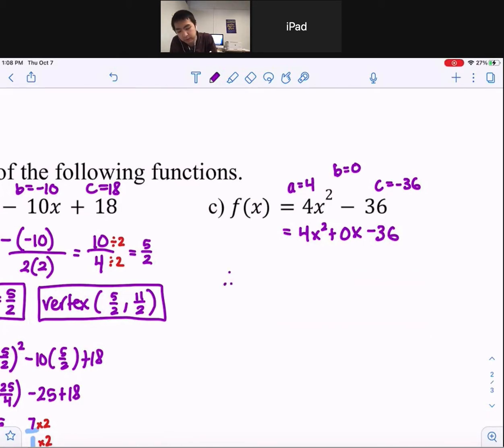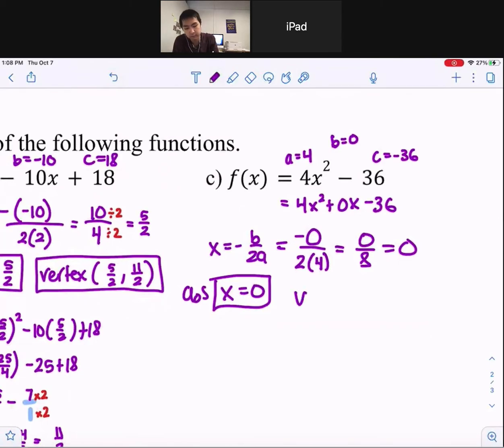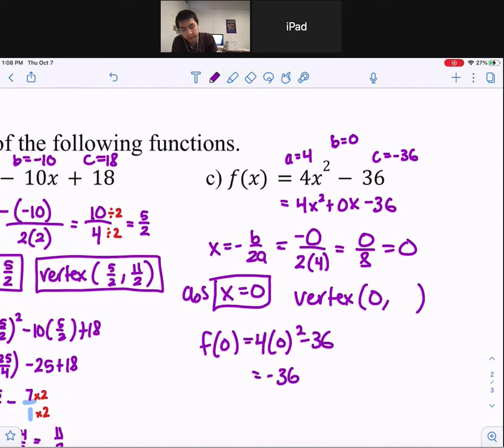Because there's no x term, your b value automatically is 0. This is very helpful because when we solve for our axis of symmetry, which is also the x coordinate of your vertex, we get x equals negative b over 2a. Negative, our b value is 0, 2 times our a value, which is 4, 0 over 8, which is just 0. So the axis of symmetry is x equals 0. Now to find the y coordinate of your vertex, we just plug in 0 into your equation. If you take a look, you're just going to get negative 36, and there's your vertex.